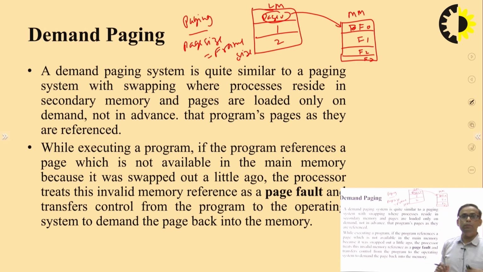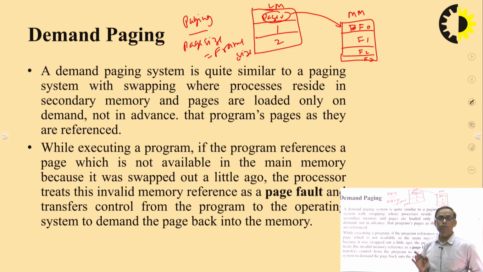What is the concept of demand paging? In case of demand paging, we load a particular page only when it is required by the CPU. It means whenever the CPU generates a logical address, from that logical address we are able to detect which page is required. Whenever the CPU refers to a particular page, only at that time we load the page. There is no need to unnecessarily load the page into main memory.